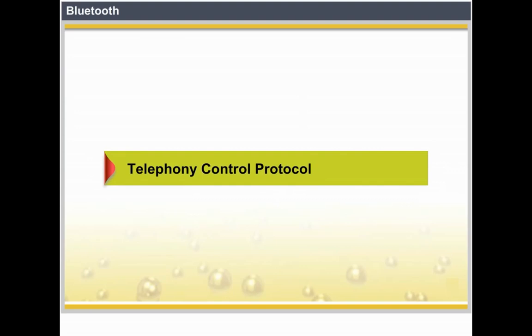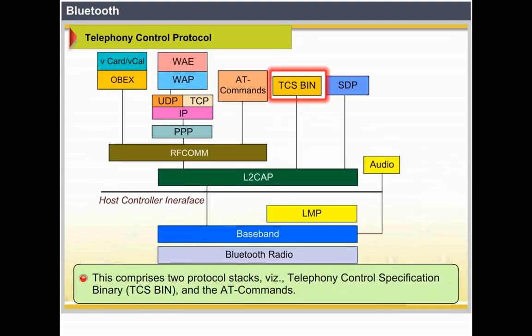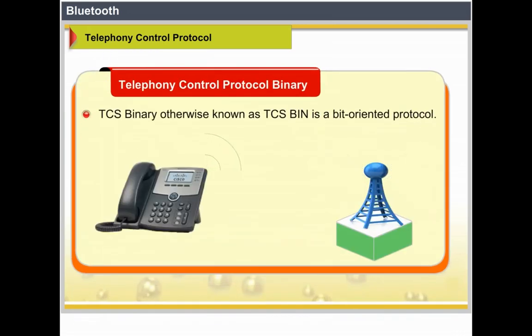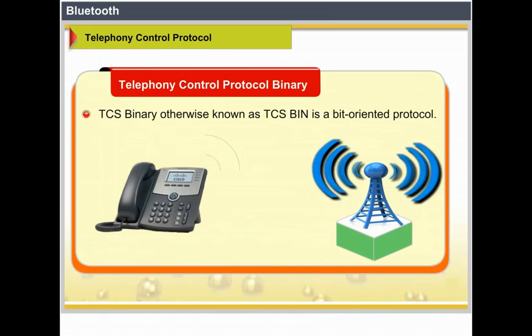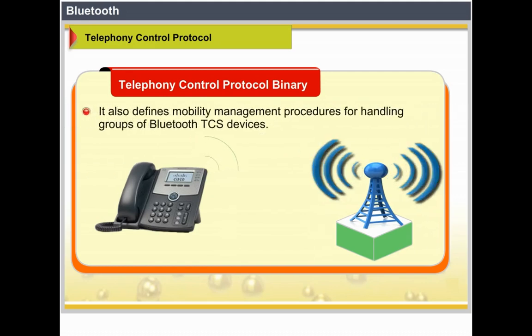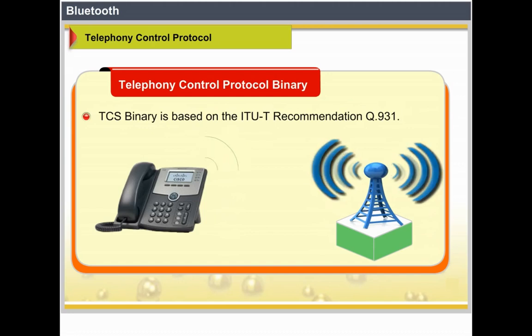Telephony control protocol. This comprises two protocol stacks, viz. Telephony control specification binary, TCS/BIN, and the AT commands. Telephony control protocol binary, TCS binary or TCS/BIN, is a bit-oriented protocol. TCS/BIN defines the call control signaling protocol for setup of speech and data calls between Bluetooth devices. It also defines mobility management procedures for handling groups of Bluetooth TCS devices. TCS binary is based on the ITU-T recommendation Q.931.